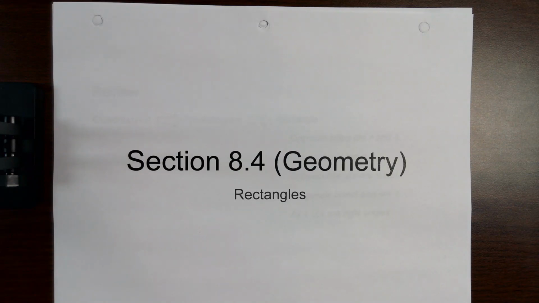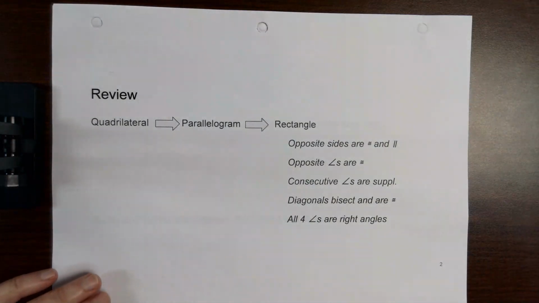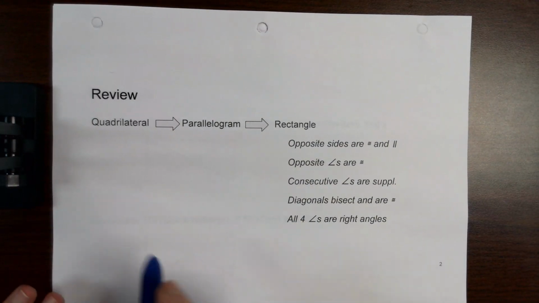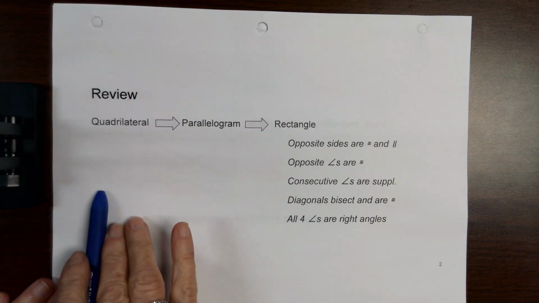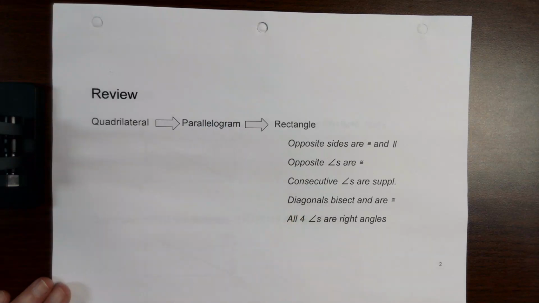Section 8.4 has to do with rectangles, which is one type of parallelogram. So far, we've talked about quadrilaterals, which are just four-sided figures. One particular quadrilateral is a parallelogram.